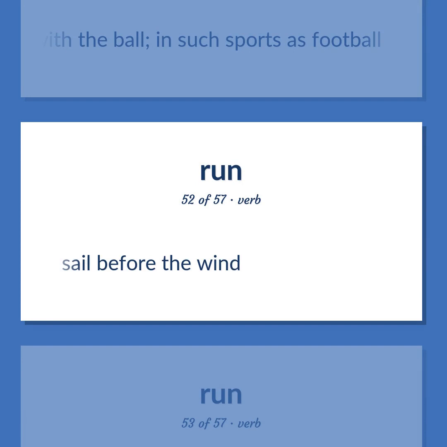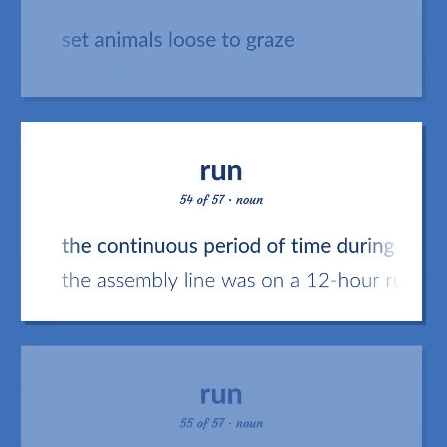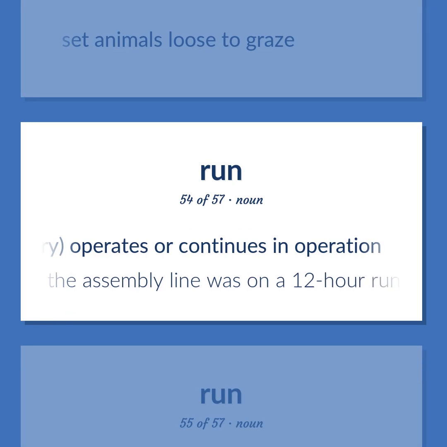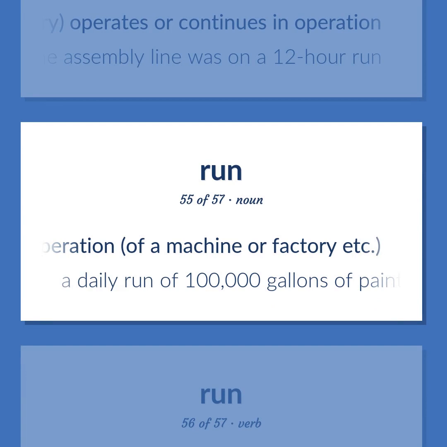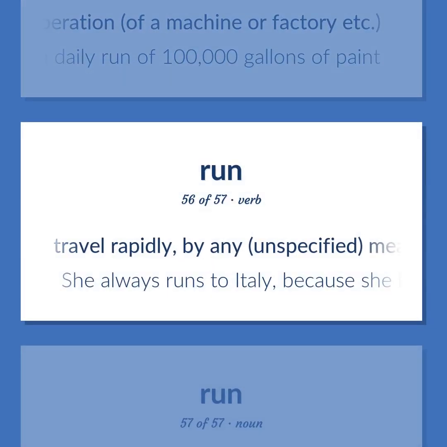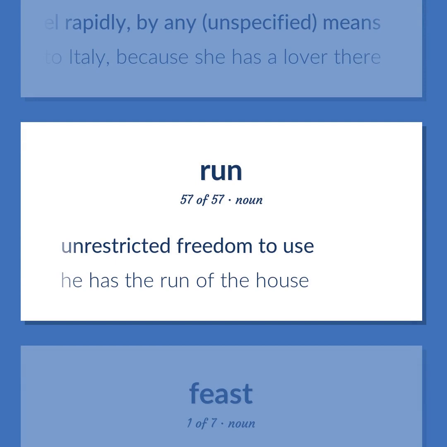Sail before the wind. Set animals loose to graze. The continuous period of time during which something, a machine or a factory, operates or continues in operation. The assembly line was on a 12-hour run. The production achieved during a continuous period of operation, of a machine or factory, etc. A daily run of 100,000 gallons of paint. Travel rapidly, by any, unspecified, means. She always runs to Italy, because she has a lover there. Unrestricted freedom to use. He has the run of the house.